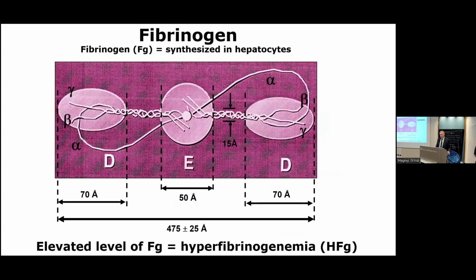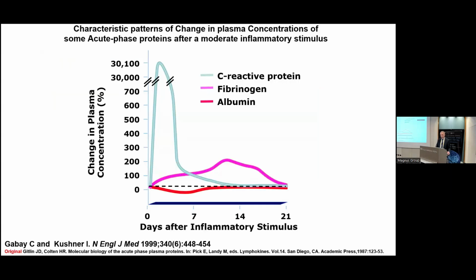A little bit about fibrinogen. That is the component of plasma that is synthesized in hepatocytes. Therefore, it is only in blood, nowhere else. And any effect that comes from fibrinogen would be coming from vasculature. When fibrinogen concentration is increased, that phenomenon is called hyperfibrinogenemia.